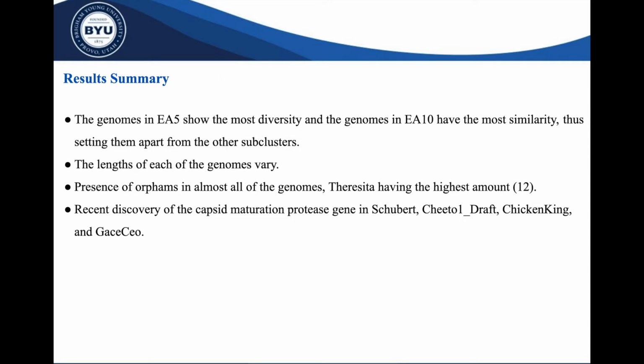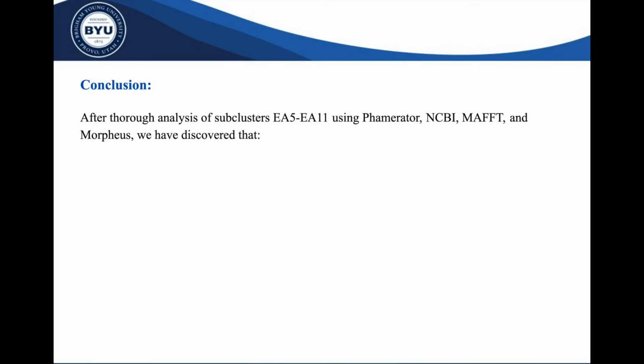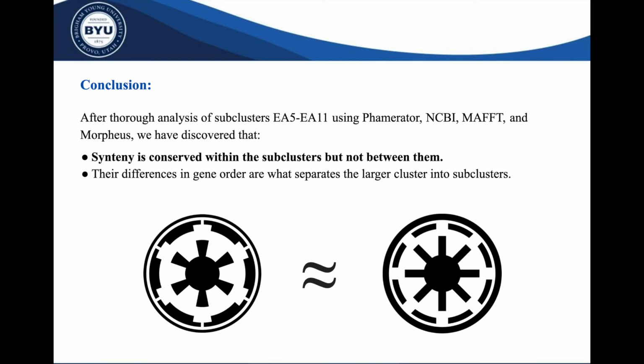The most important takeaways from our research are: 1. The genomes in EA10 have the most similar subcluster within the EA cluster. 2. The lengths of each genome vary. 3. Individual phages, not subclusters, vary with ORFAMs. And 4. Some of the genomes of EA, in fact, do contain a capsid maturation protease gene, contrary to the findings of research in Dr. Jacob Serra's paper.